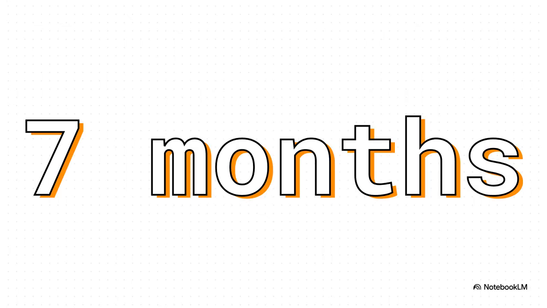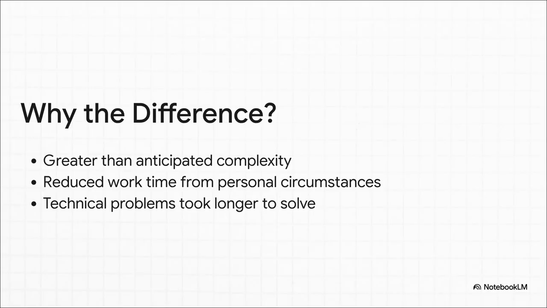Well, same story. The project took 7 months to finish, more than double the 3 months that were planned. This is a perfect illustration of one of the biggest challenges in the tech world, trying to guess how long something is actually going to take. So the big question is, why? Why such a big difference?